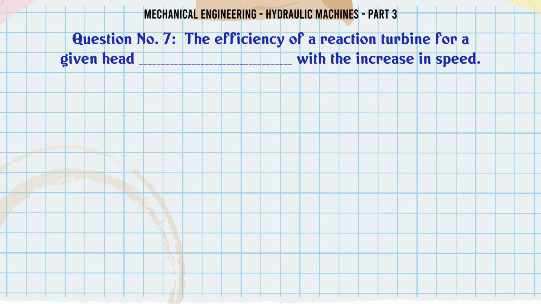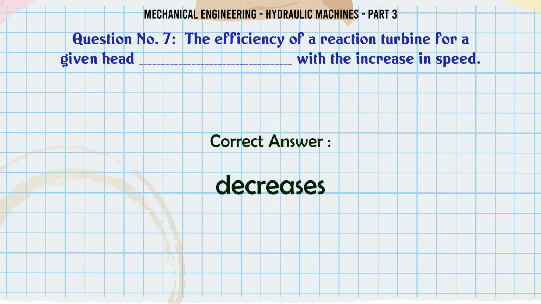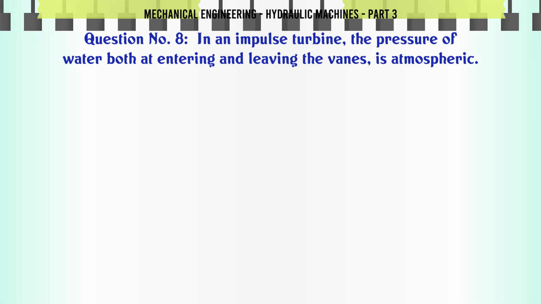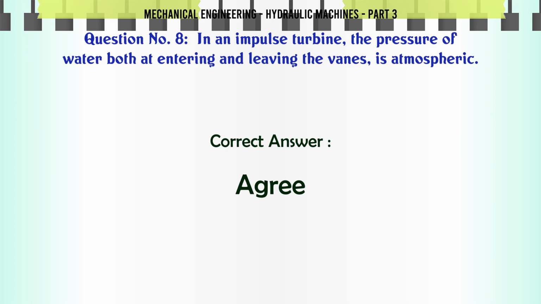The efficiency of a reaction turbine for a given head, with the increase in speed: A. Decreases. B. Increases. The correct answer is decreases. In an impulse turbine, the pressure of water both at entering and leaving the vanes is atmospheric. A. Agree. B. Disagree. The correct answer is agree.